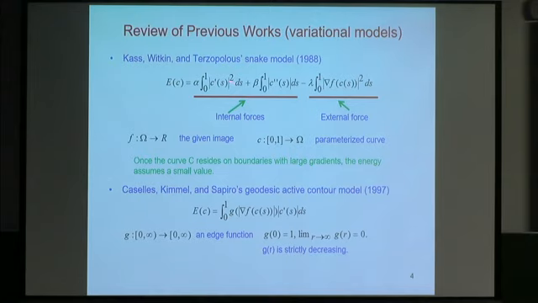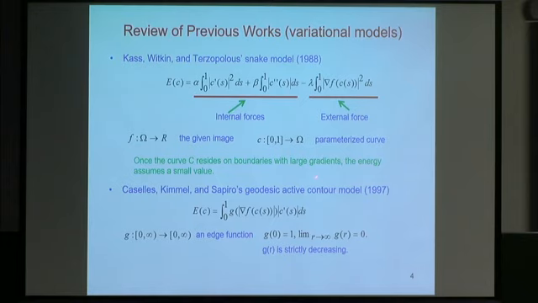And this term: on the boundary of an object, where f is the given image, the gradient of f should be very large. When C, the active contour, is located on the boundary, this term should be very big. So from the variational method point of view, if we minimize this one, we hope this term is the largest, so that we can find the boundary of the object.